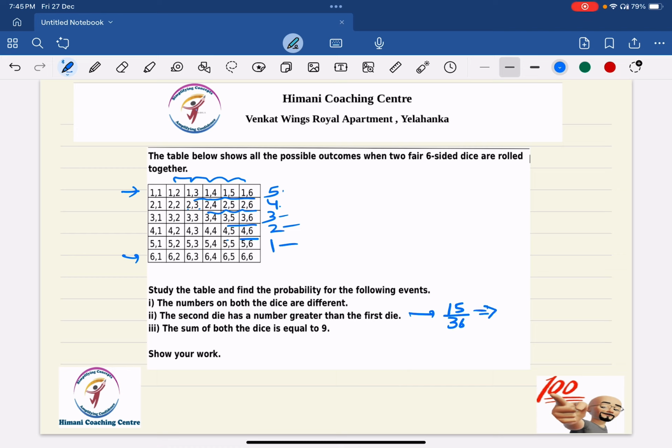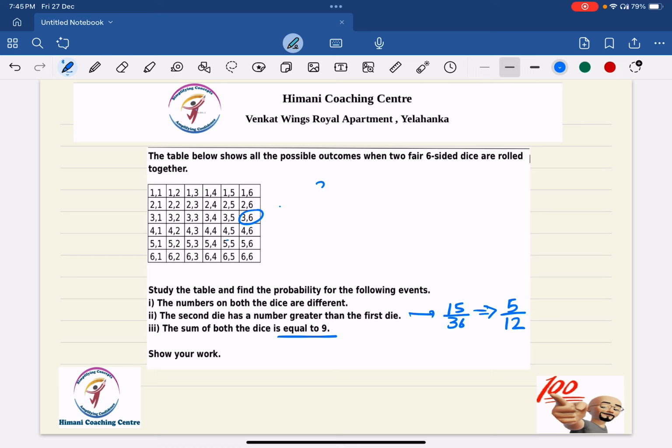Okay, we can make it divisible by 3 and get the answer as 5 by 12. Okay, now let us look at the next question, which says that the sum of both the dice is equal to 9. So let us find the favorable outcomes.